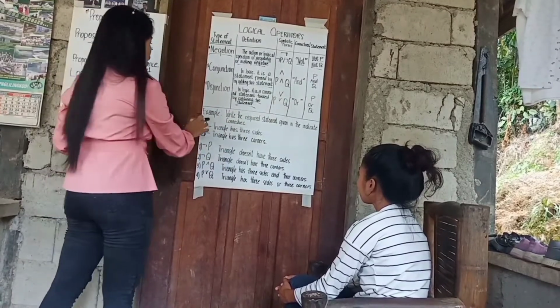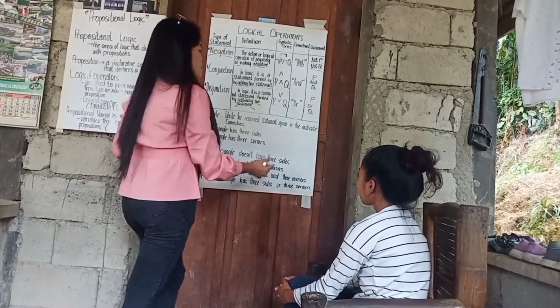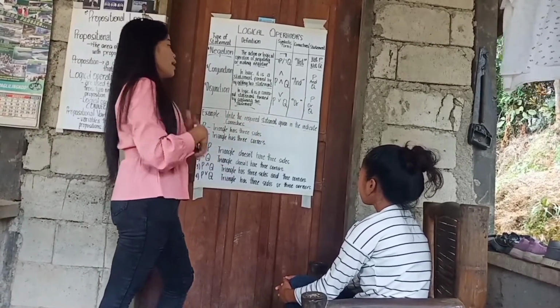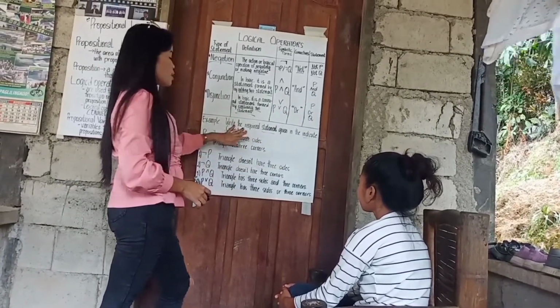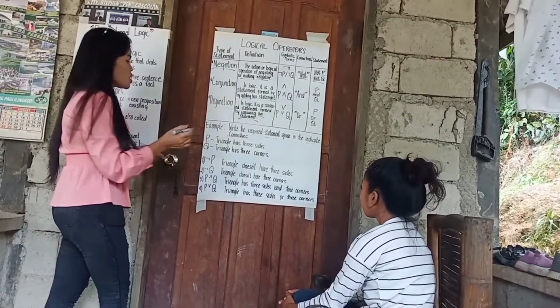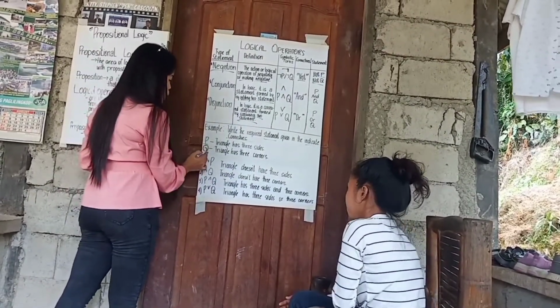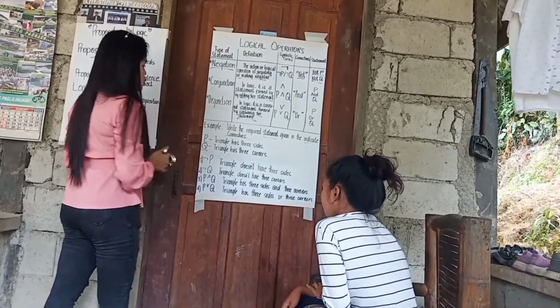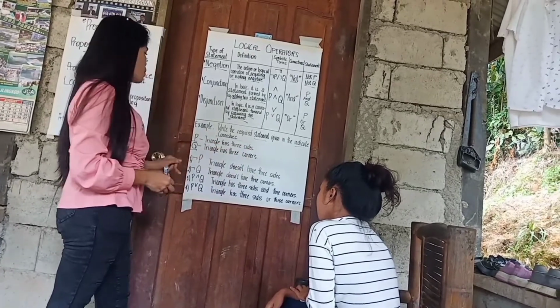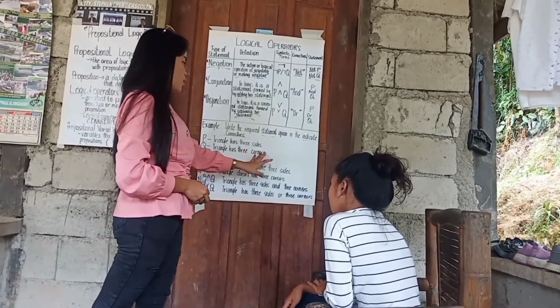So, I have here an example: write the required statement given the indicated connective. So, kailangan natin i-indicate yung connective doon sa given statement. So, the proposition P and the proposition Q. The proposition P: triangle has three sides. And the proposition Q: triangle has three corners.